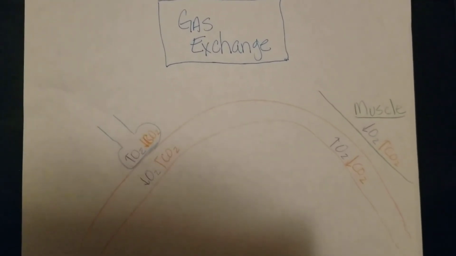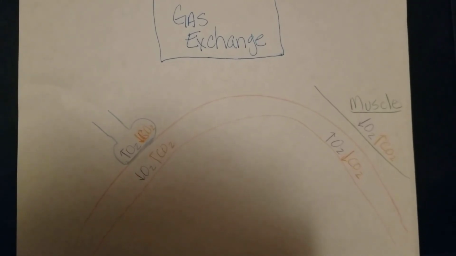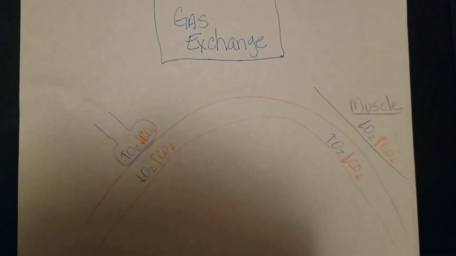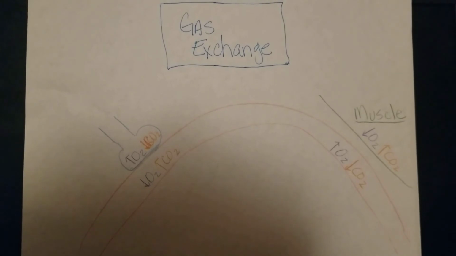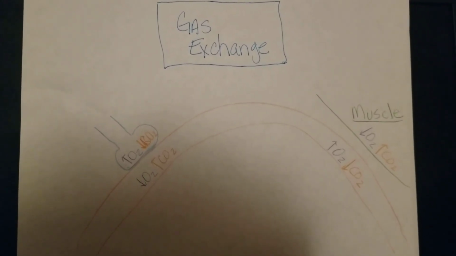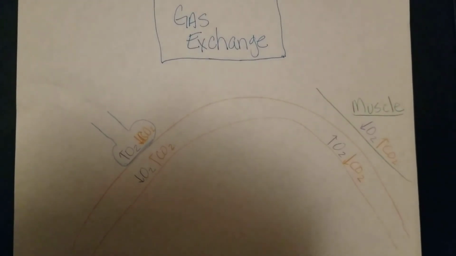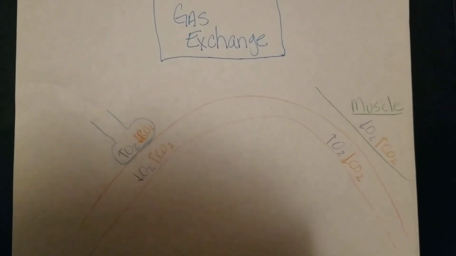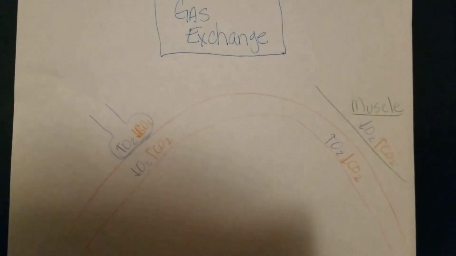This is just a small review on gas exchange in the capillaries, in the muscles, and the tissues, talking about the movement of gases based on the partial pressure that is set up by the pressure gradient.